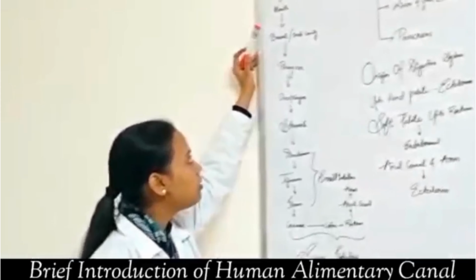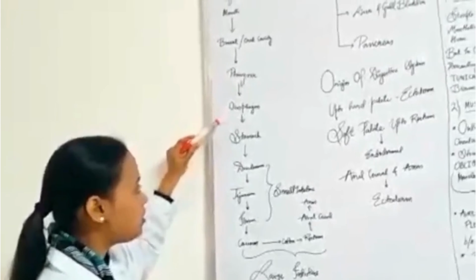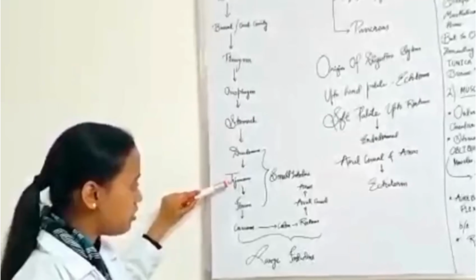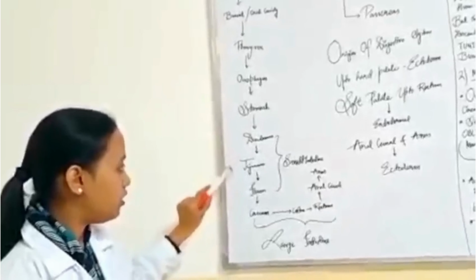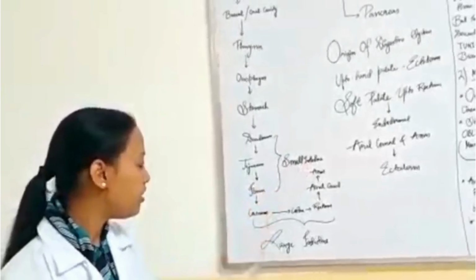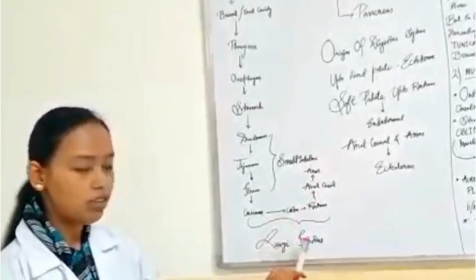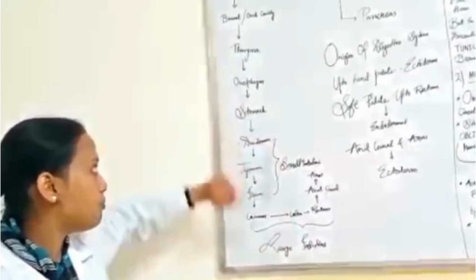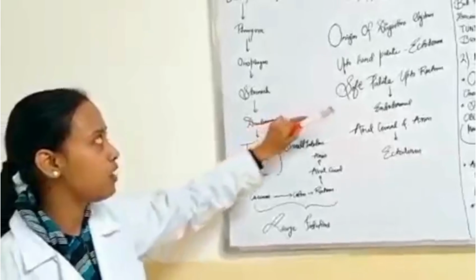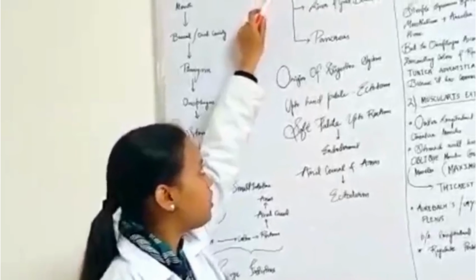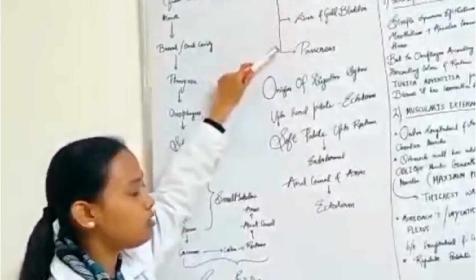It includes the mouth, buccal or oral cavity, pharynx, esophagus, stomach, jejunum, ileum, cecum. Duodenum to ileum, it includes the small intestine, and from cecum, colon, rectum, anal canal and anus, it includes the large intestine. So this is the basic pathway of our human digestive system. It is associated with digestive glands, and the associated digestive glands are salivary glands, liver, gallbladder and pancreas.